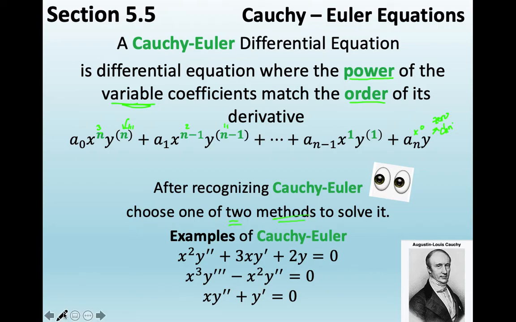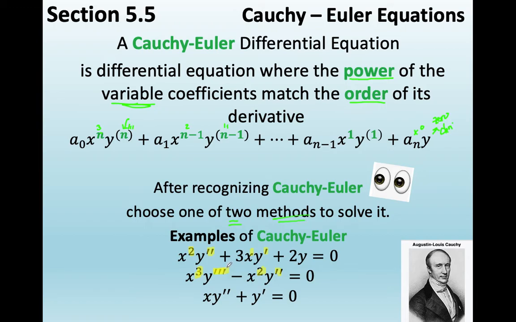Let me take a moment to look at those. Well, this is pretty easy to recognize, right? x squared goes with y double prime. x to the first here goes with y prime. And then, of course, we think of this as x to the 0 and the 0 derivative. This one, x cubed, y triple prime, x squared, y double prime. So the power matches the order of the derivative.